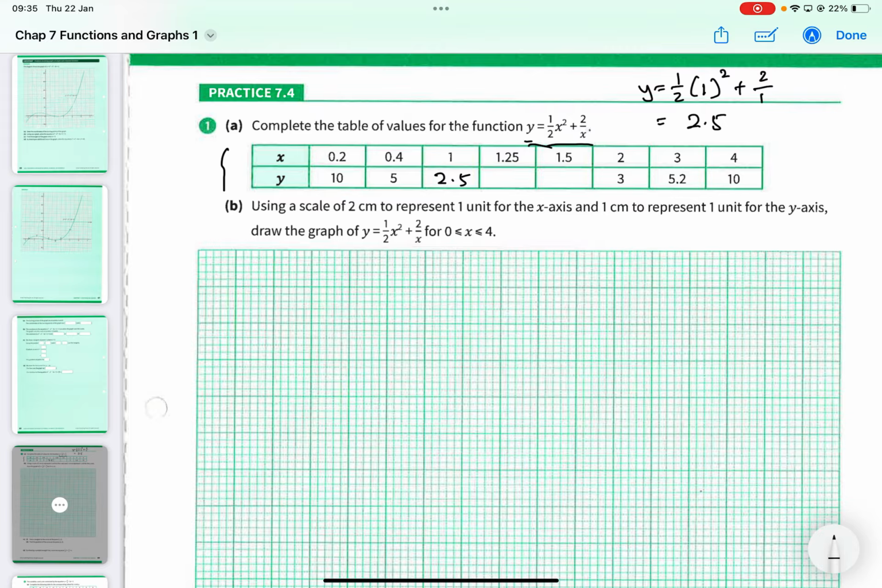Which one is the next one? 7.4. Eh? Why your 7.4, you already have line one? Yeah. Yes.